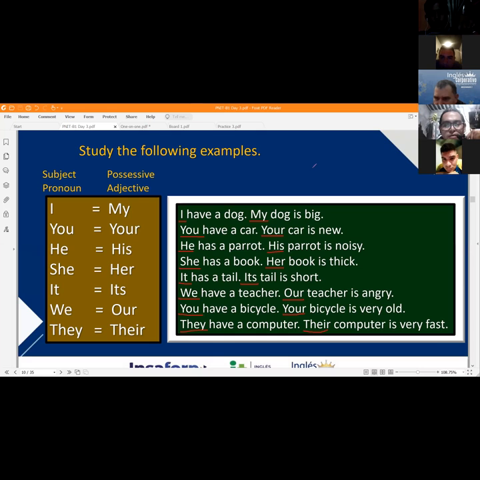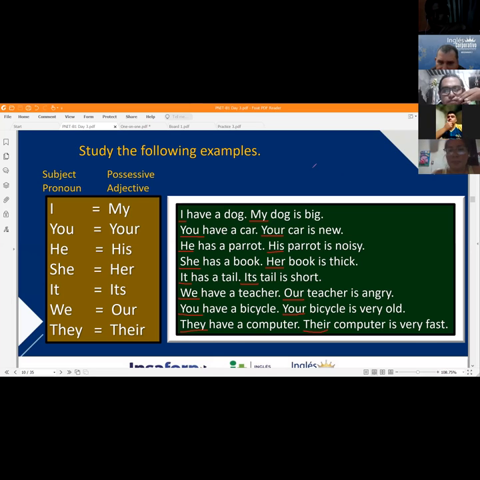I have a dog. My dog is big. You have a car. Your car is new. He has a parrot. His parrot is noisy. She has a book. Her book is thick. Thick is grueso, su libro. It has a tail. Its tail is short. We have a teacher. Our teacher is angry. You have a bicycle. Your bicycle is very old. They have a computer. Their computer is very fast. Thank you very much. Now, Giovanni had his hand up. Go ahead, Giovanni.